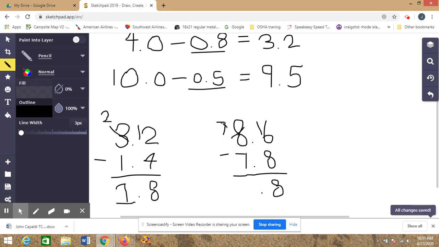Bring the decimal down and then subtract the ones. 7 minus 7 equals 0. So 8 and 6 tenths minus 7 and 8 tenths equals 8 tenths. So it'll be more of the same today, just the numbers are a little bit bigger.